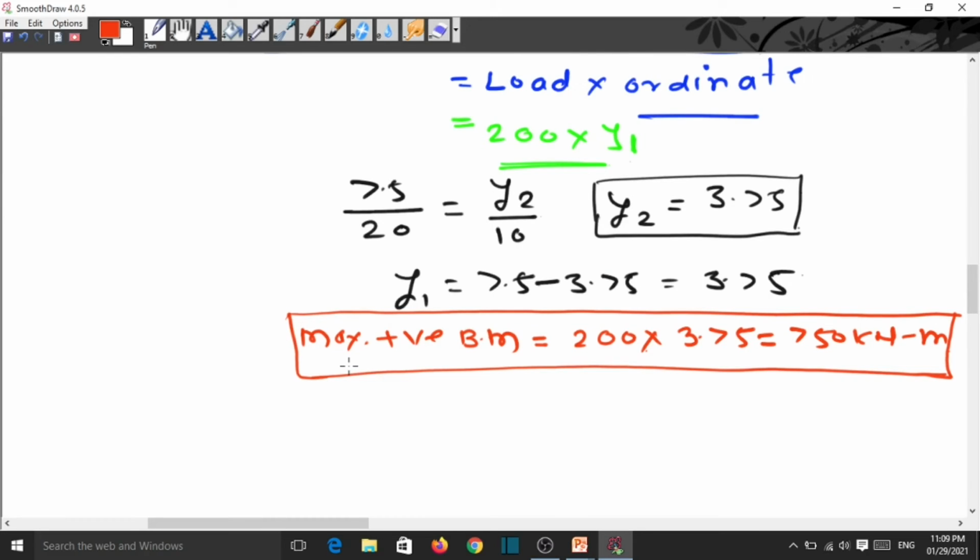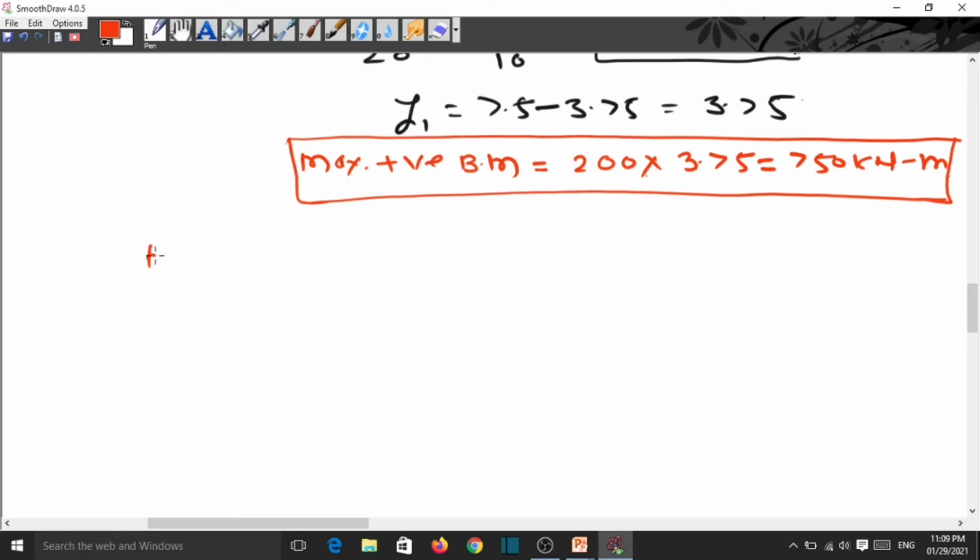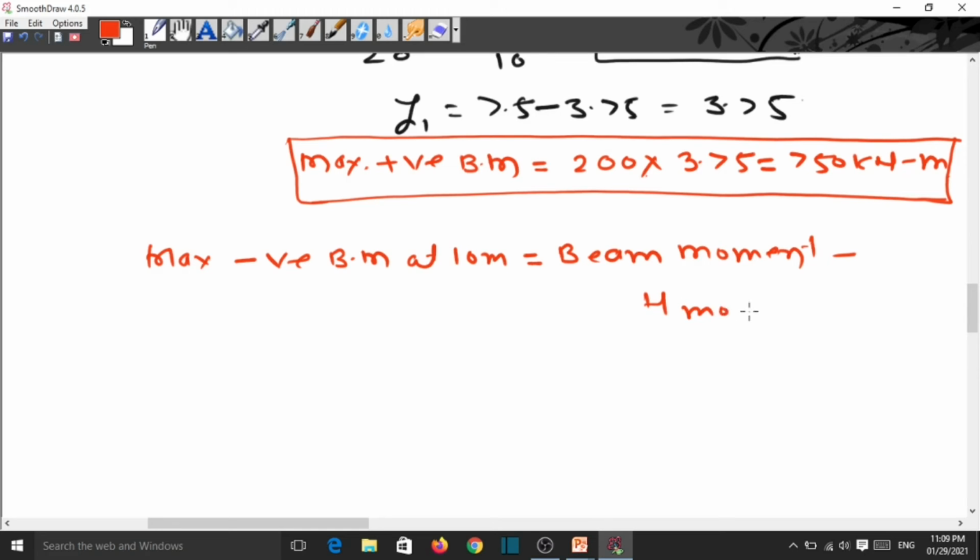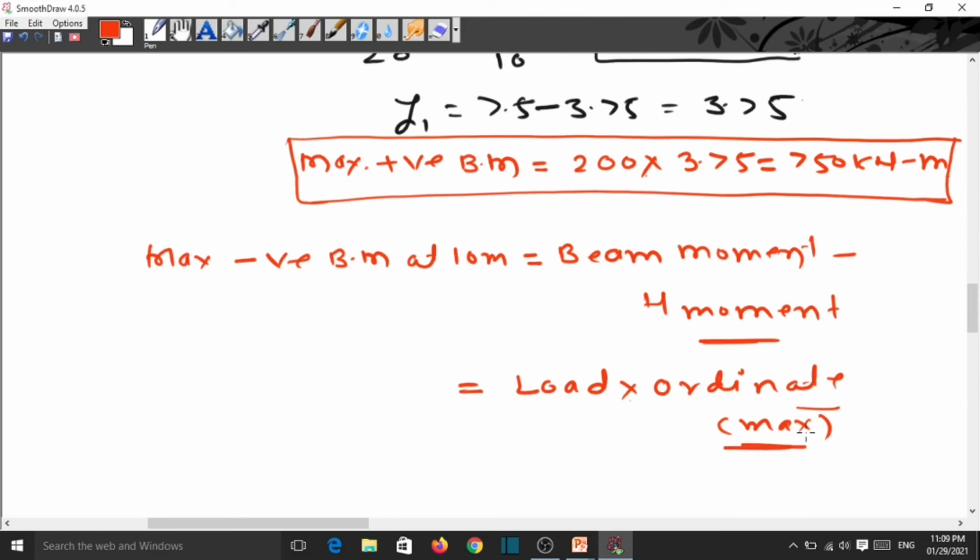Now the next part is the maximum negative bending moment at the 10 meter. So that again is equal to the B moment minus H moment. The same diagram that we have to use here. So that is equal to this load into the ordinate. This ordinate should be the maximum, as in the case of the previous.